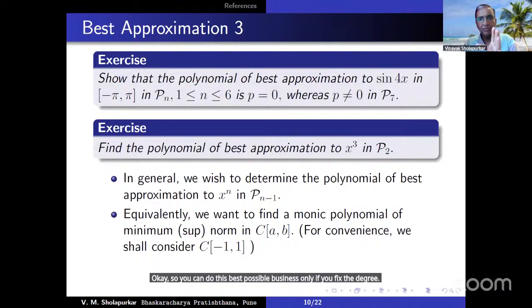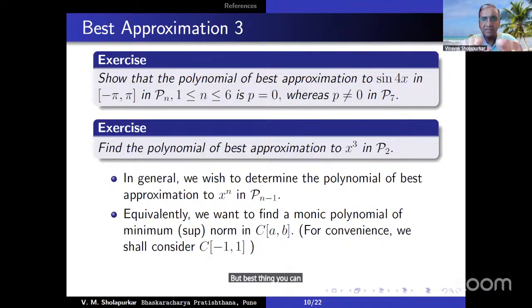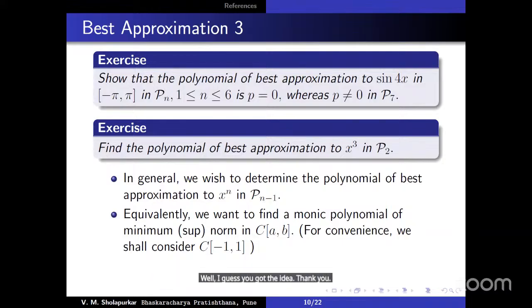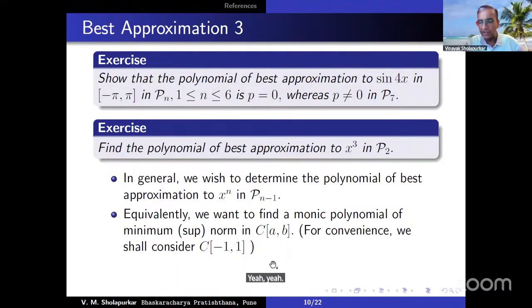You can find a polynomial at an arbitrary distance. That is okay. But this notion of best approximation is possible only if you fix the degree. Okay, so got the idea. Thank you. Yeah. So let's move ahead now.